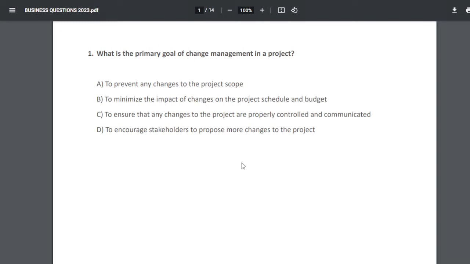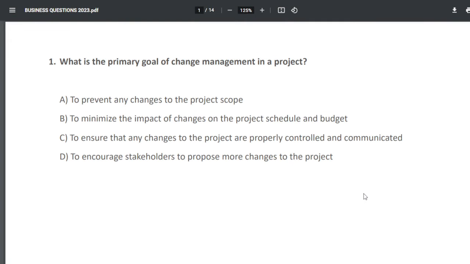What is the primary goal of change management in a project? Take a few seconds and think about what the answer could be. Now, just like the exam, I want you to use the process of elimination. A says to prevent any changes to the project scope. That's incorrect. That's not the primary goal of change management. B, to minimize the impact of changes on the project schedule and budget.